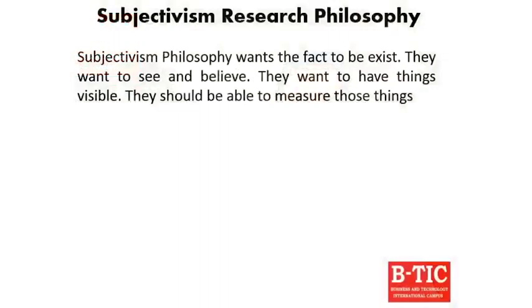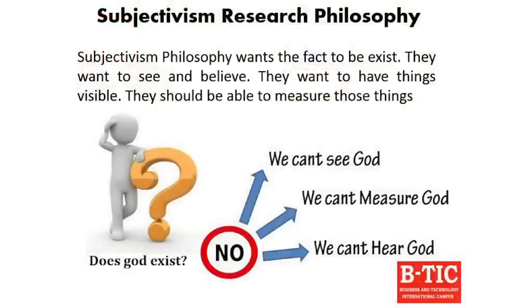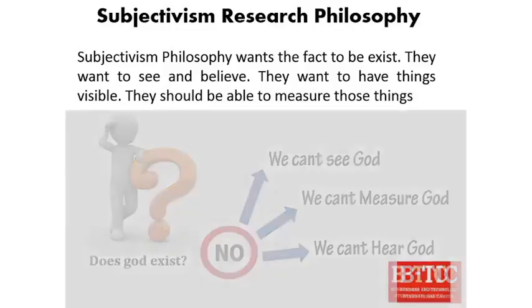Let me take an example to understand this. Now the research question is whether God exists in this universe or not. To do this research, you may follow either philosophy. If you follow subjectivism, you wouldn't say yes to this answer at all because they want to see God. They want God to be visible. They want the fact to be seen. They want to quantify how many gods there are and how big he is and how he looks and so on. So if you apply subjectivism, you don't need to do a research here because that's a wrong philosophy. You would find the answer that there is no God because nobody can see God.